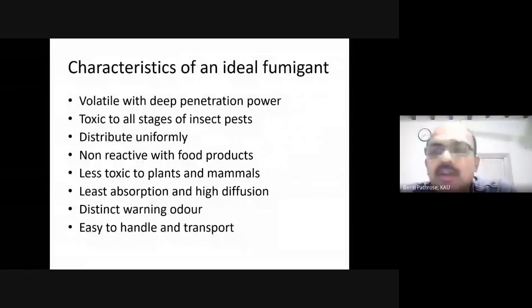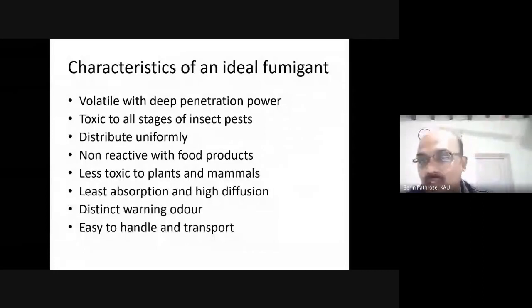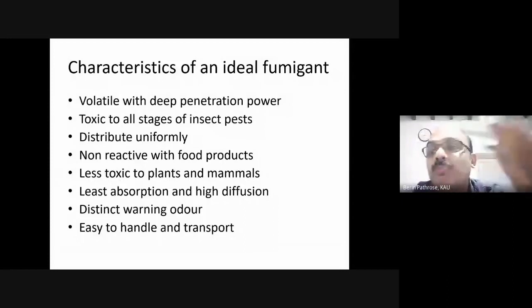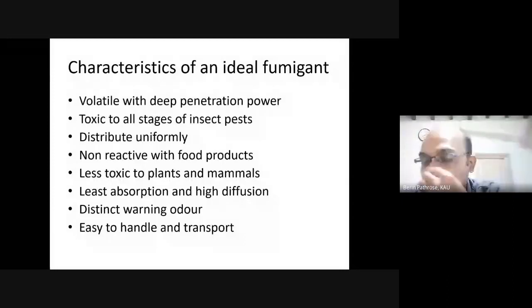You have seen silos, wherein each silo has 25,000, 35,000 tons of capacity. So if you are releasing a fumigant, that fumigant should penetrate deep into the silo. Then only will the entire grain get fumigated. If we have a fumigant which is much heavier than air, it will fumigate only the base part of the silo. If it is extremely lighter than air, it will fumigate only the top part of the silo. So it won't be of any use.